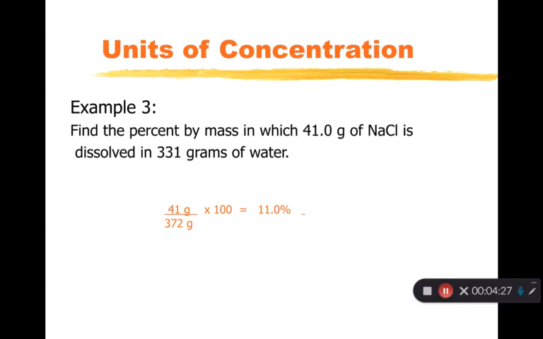They've taken the 41 gram solute, always goes on top, the solute that they're interested in. They took 331 plus 41 to get 372 grams because you always need the solution on the bottom. So you need that for the volume and for the mass percent, whichever way you're calculating it. And then again, percent anything is times 100. So when they multiply by 100, they get 11%.